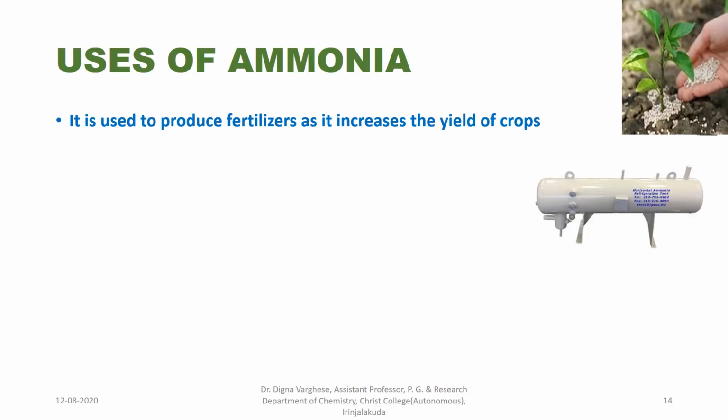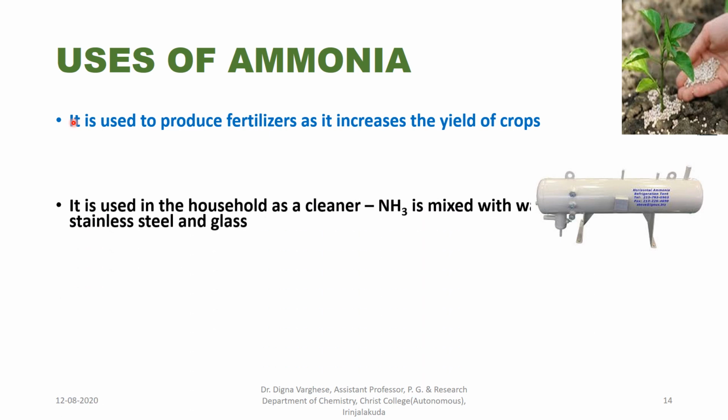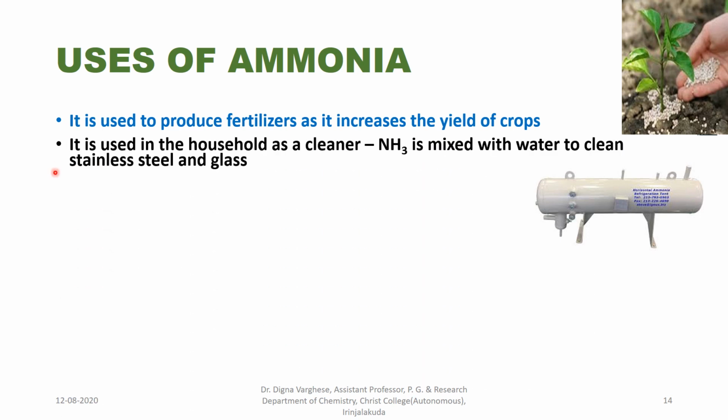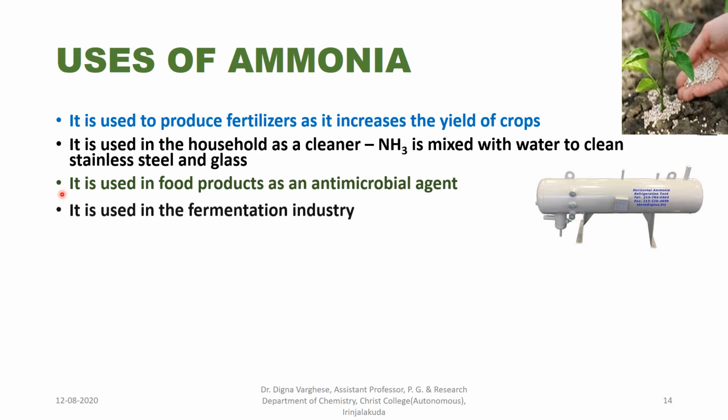Uses of ammonia. It is used to produce various nitrogen based fertilizers as it increases the yields of crops. Nitrogenous fertilizers such as ammonium nitrate, urea, ammonium phosphate, ammonium sulfate, etc. It is also used as a household cleaner. Ammonia is mixed with water to clean stainless steel and glass. It is used in food products as an antimicrobial agent. It is used in the fermentation industry.